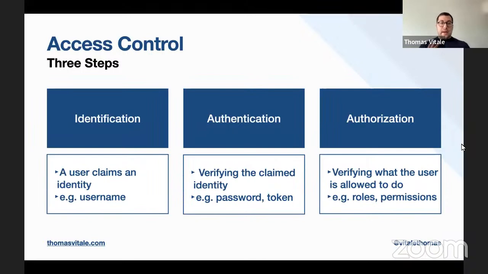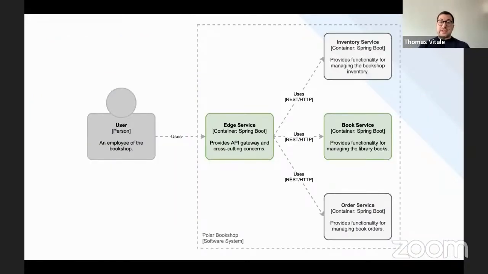So now that we have these three main steps for access control, let's move on and see what we can do for securing Java applications in terms of these three aspects. This will be the system that we're going to work on today. The example is an online bookshop.